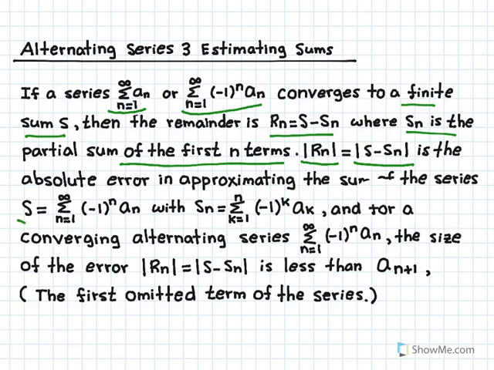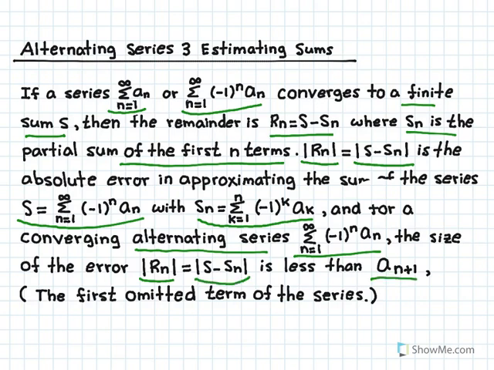Now, S is the sum of the entire series, n equals 1 to infinity of (-1)^n times a_n. S_n is the sum of the first n terms. It's the nth partial sum of the series. So S_n is equal to summation k equals 1 to n of (-1)^k times a_k. And for a converging alternating series, the size of the error, the absolute value of R_n, which is equal to the absolute value of S minus S_n, is less than a_(n+1), which is the first omitted term of the series.